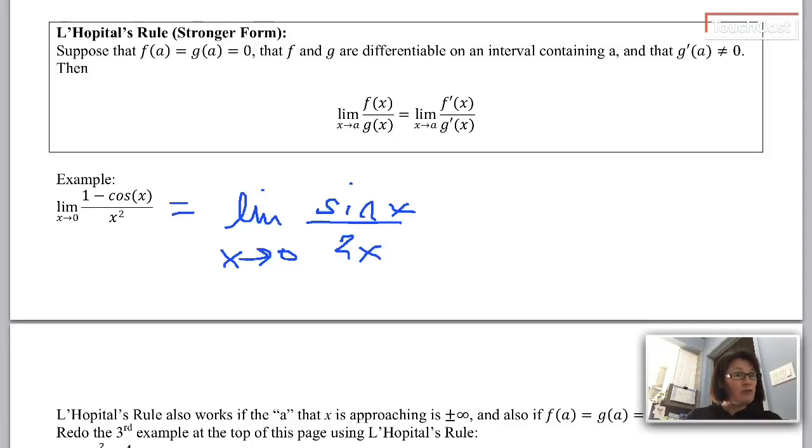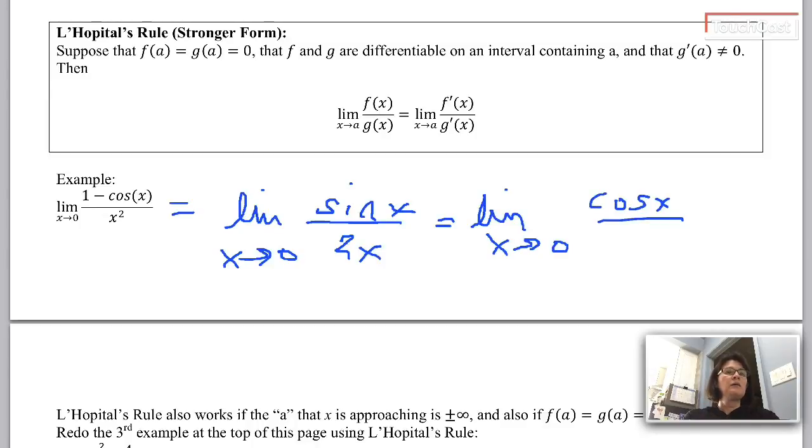Well, the stronger form of L'Hopital's rule says you can keep going. So I can take the derivative of my numerator and denominator again. I'm going to have an equivalent expression, the limit as x goes towards 0. The derivative of sine of x is cosine of x. The derivative of 2x is 2. This time, when I substitute 0 in, I have cosine of 0 divided by 2. Cosine of 0 is 1, divided by 2. Final answer, 1/2.